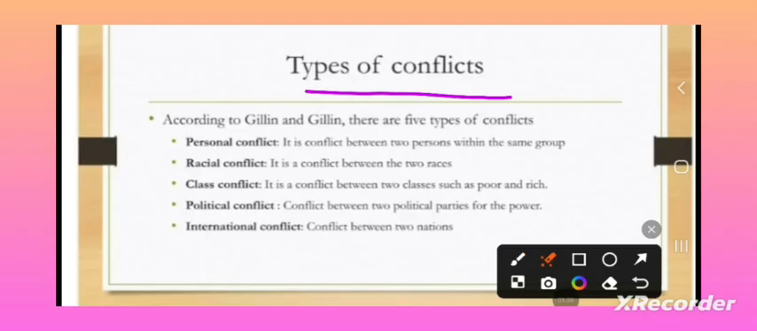Types of conflict. Personal conflict is conflict between two persons within the same group. Racial conflict is conflict between two races. Class conflict is conflict between two classes, such as poor and rich. Political conflict is conflict between two political parties. International conflict is conflict between two nations.